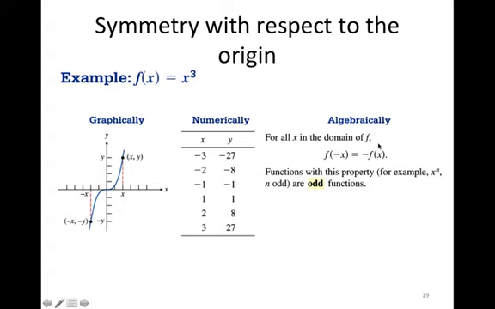So in this one, when I plug in f of -x, so maybe f of -3, I get -27. How does that compare to f of 3? Well, it was the opposite. So we say it equals -f of x. So when that happens, we have an odd function.